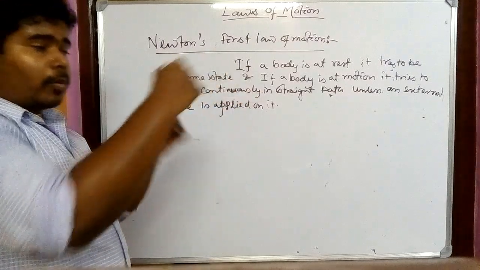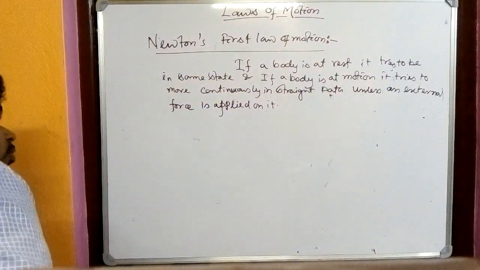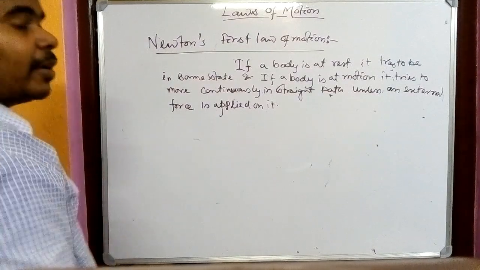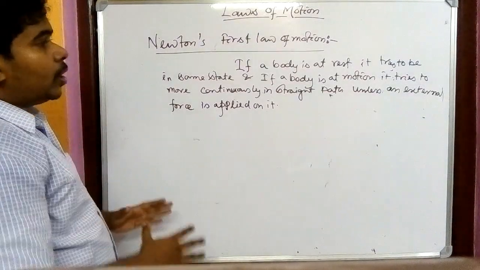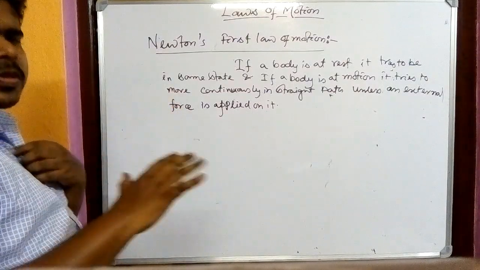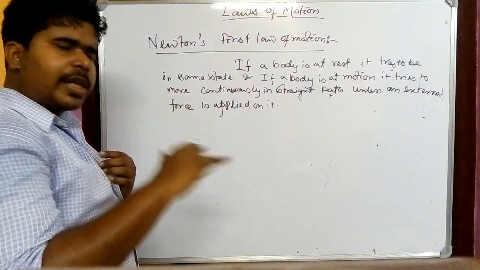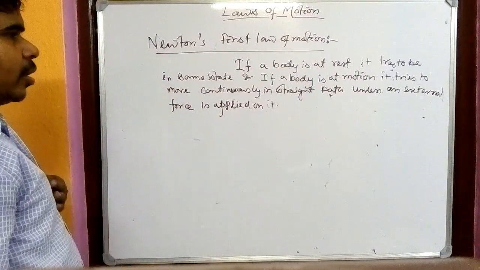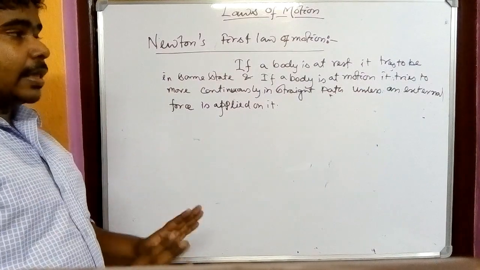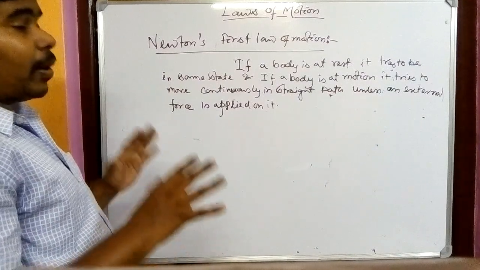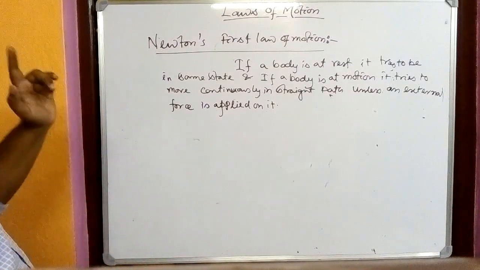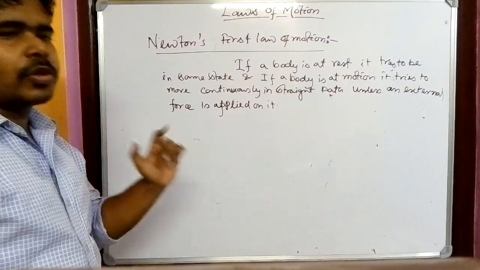That means what Galileo has told has been taken by Newton, and don't think that Newton has taken only the thing from another person. Newton has also given many more things, but he has arranged the thing in a very nice manner, where it is told if a body is at rest, it tries to be in its same state, means it tries to be at rest. If the body is in motion, it tries to move continuously in a straight path unless an external force is applied on it. That is Newton's first law.